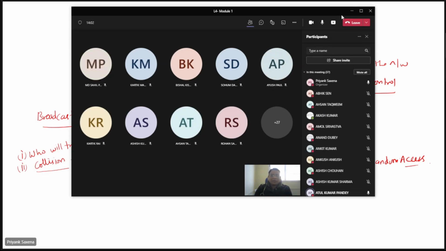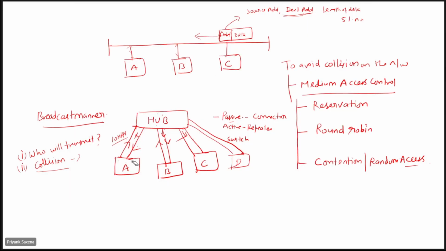Sir, 20 Mb. 20 Mb, how? Sir, 10 Mb plus 10 Mb. So in 1 second 20 Mb data can be transferred, because of 2 wires.